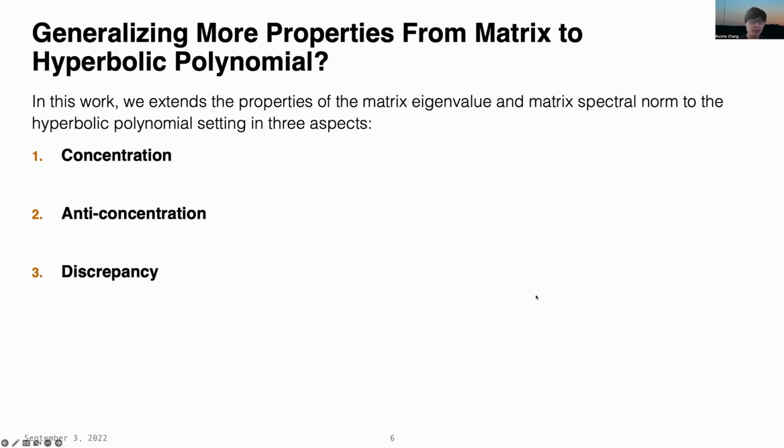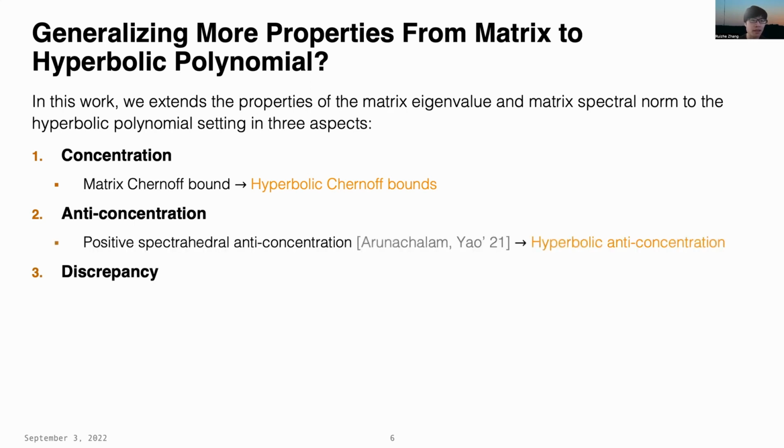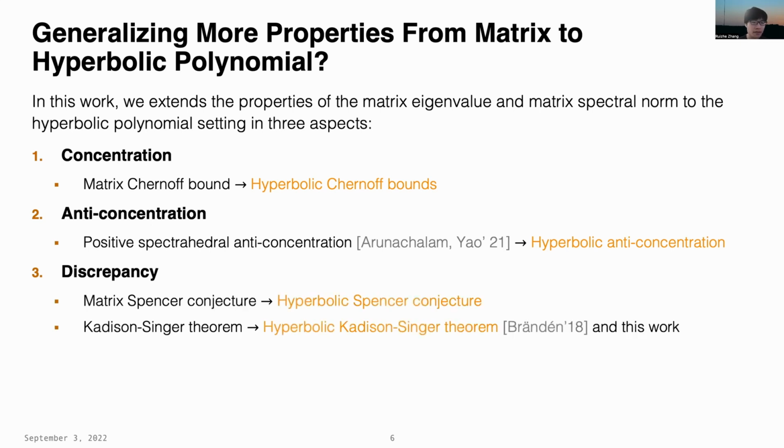So the main contribution of our paper is to extend the properties of matrix eigenvalues and the matrix spectral norm to the hyperbolic setting in three aspects: concentration, anti-concentration, and discrepancy. More specifically, for concentration, we generalize the matrix Chernoff bound to hyperbolic Chernoff bounds. In anti-concentration, we extend the positive spectrahedral anti-concentration from a recent paper to hyperbolic anti-concentration. And in discrepancy theory, we generalize the matrix Spencer conjecture to the hyperbolic Spencer conjecture, and we also generalize the famous Halász singular theorem to the hyperbolic Halász singular theorem.